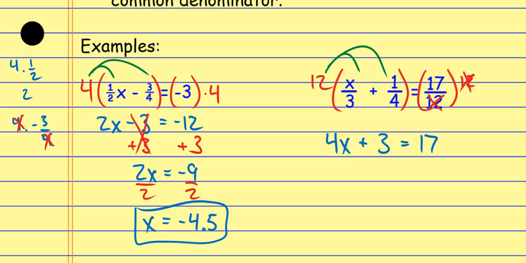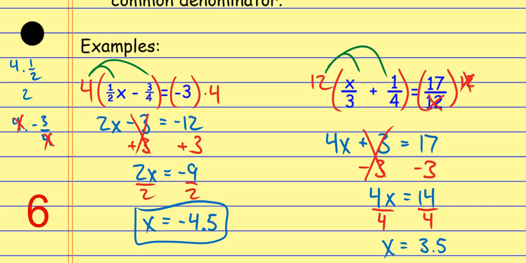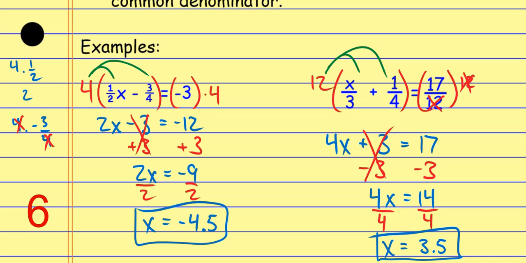Now I can work backwards through order of operations and solve this thing. To undo adding 3, I subtract 3. Cancels this, so I'm left with a 4x. And now to undo multiplying by 4, I divide by 4. And so that's a 3.5. Okay? So again, simplify and then solve, okay?